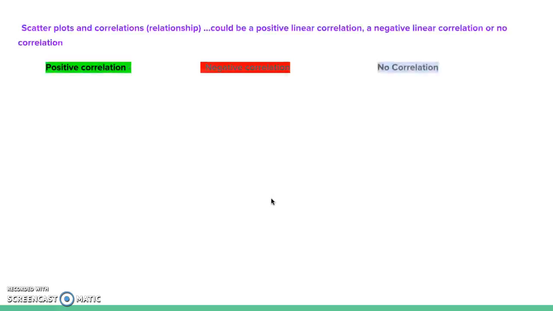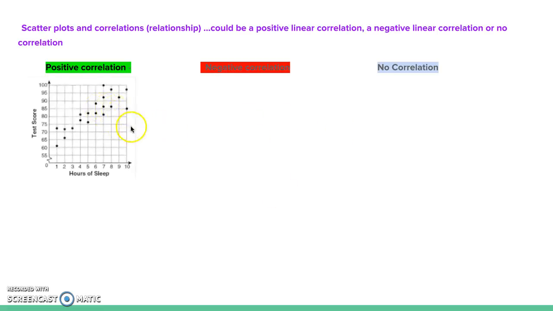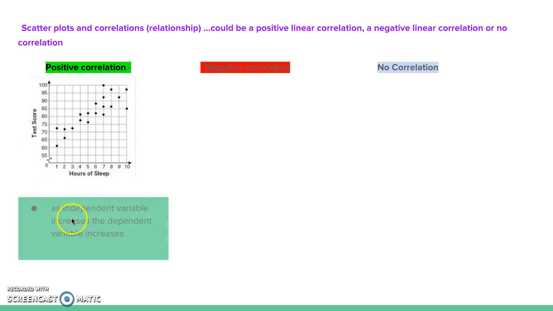Scatter plots can have a positive relationship or correlation. They can have a negative correlation, or they'll have no correlation. So this is positive correlation. It tends to be linear. The hours we sleep, as that increases, our test scores tend to increase also. So that's positive. Notice green. As the independent variable increases, the dependent variable also increases.